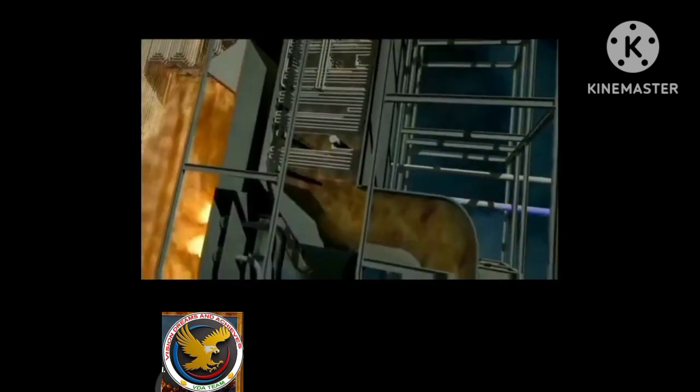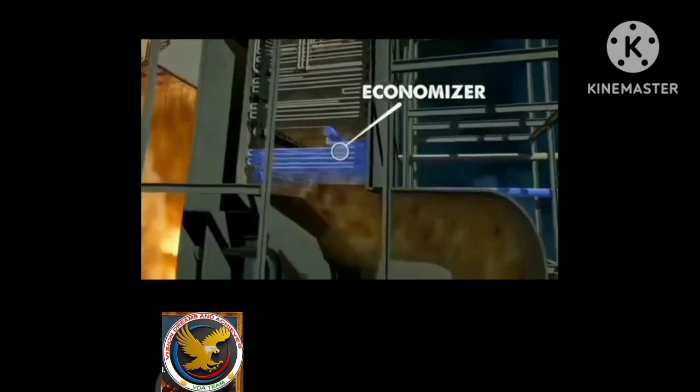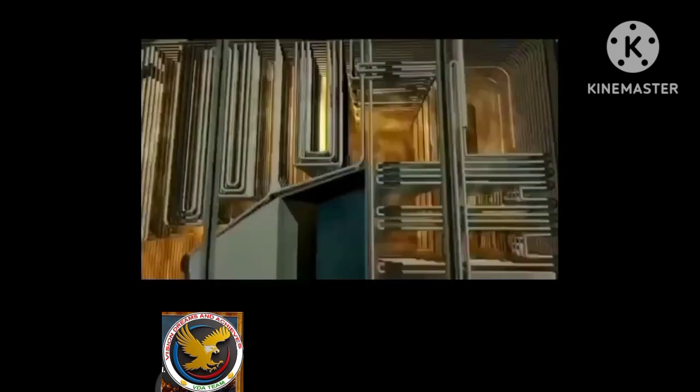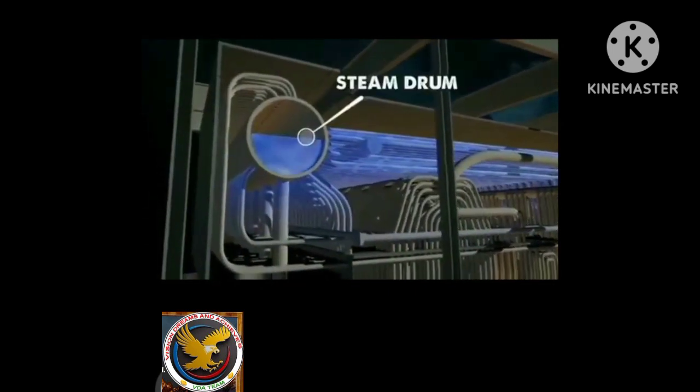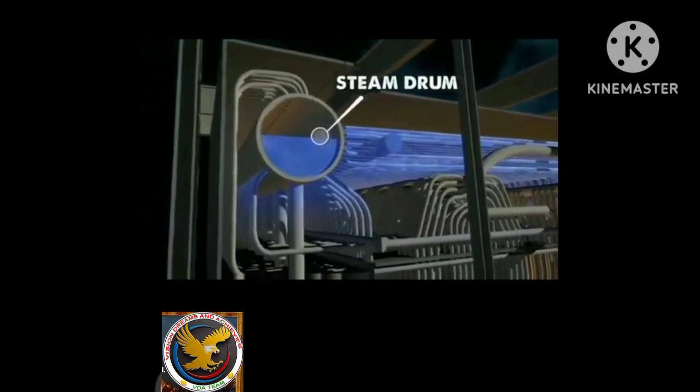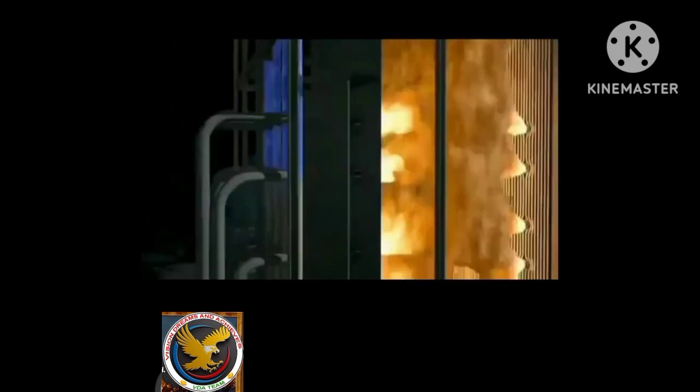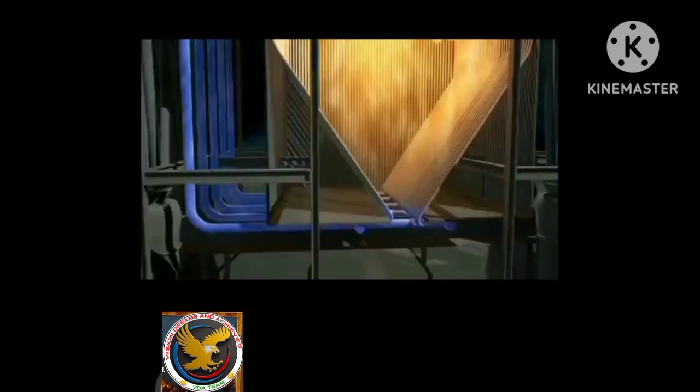Liquid water is pumped into the system at the economizer. Gradually, it's heated to base temperature before gathering at the steam drum, the system's main distribution hub for circulating water and steam through the boiler. Liquid water flows through large tank downcomers and into the base of the firebox.